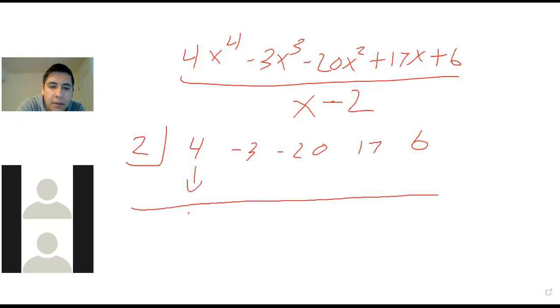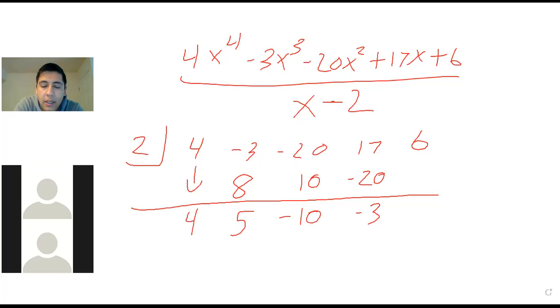Okay, so we're going to drop down the 4, and we have 8. Then -3 plus 8 is positive 5, which gives us 2 times 5 is 10. So that's -20 plus 10 gives us -10. Then we have 2 times -10 is -20. 17 minus 20 is -3. And 2 times -3 gives us, I thought that was supposed to give us a remainder.